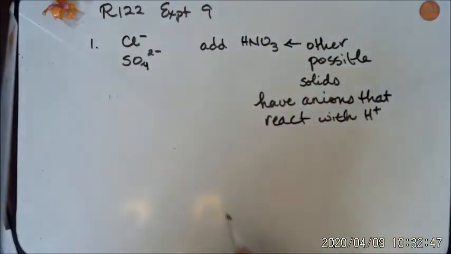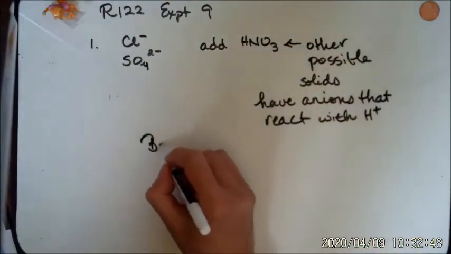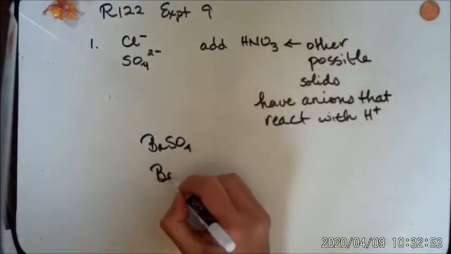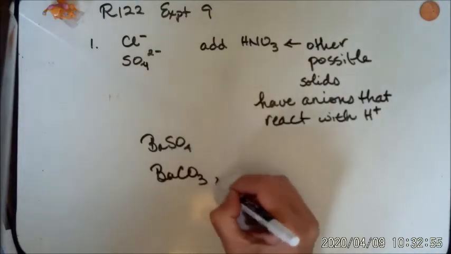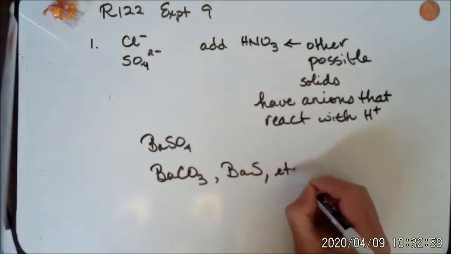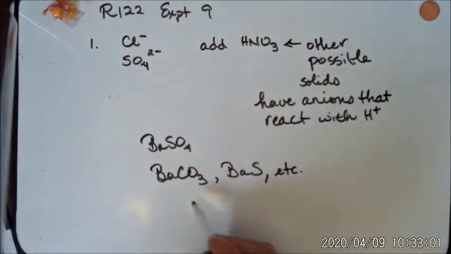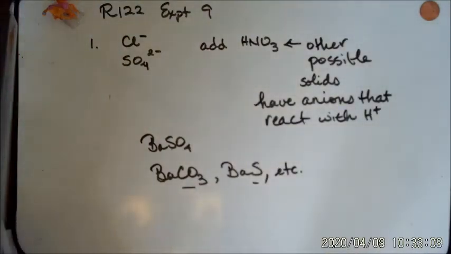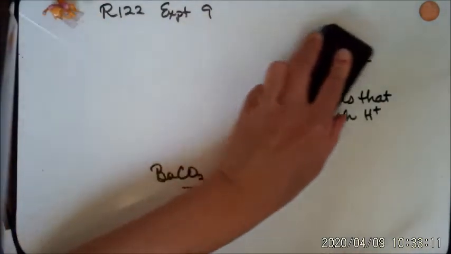Okay? And likewise, if you look at barium sulfate, if you compare that, we're looking at barium carbonate, barium sulfide, okay, etc. Barium phosphate, again, you're going to be looking at anions that react with acid. Okay, so let's take a quick look then at number 2.